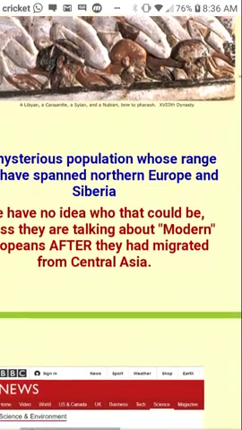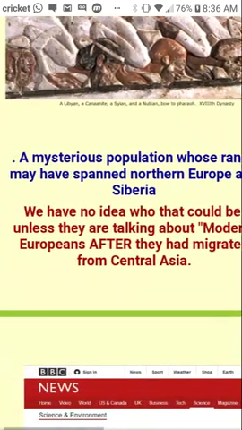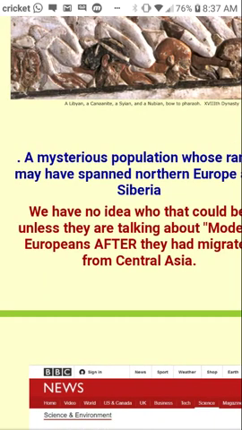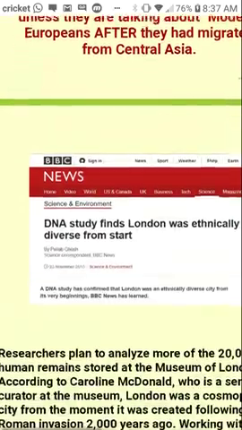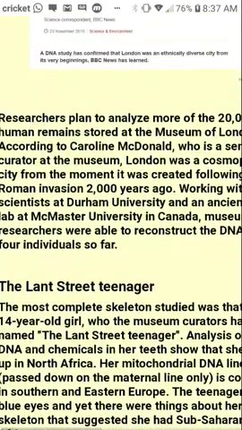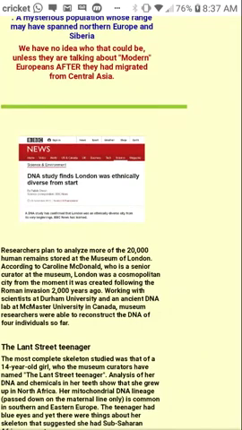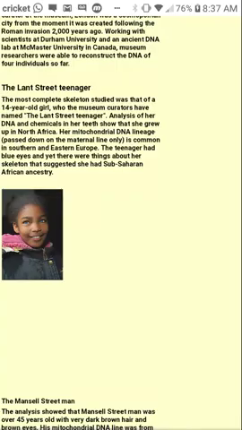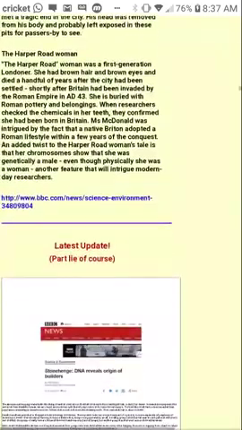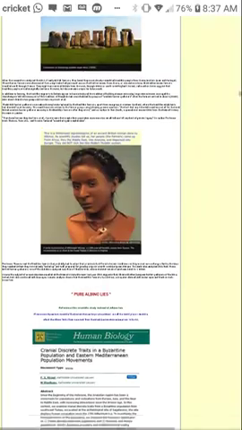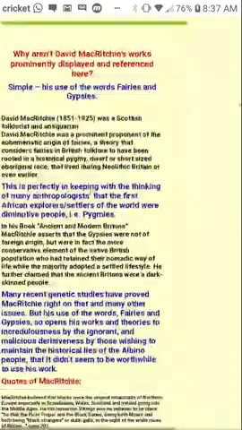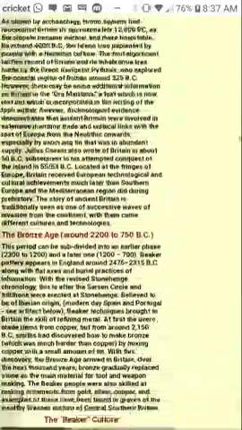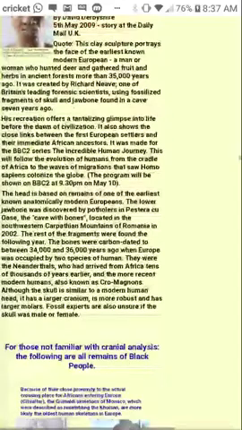Okay? And a mysterious population whose range may have spanned northern Europe and Siberia. We know that's the peoples who invaded from Central Asia, the redheads, blondes, blue eyes, etc. So they're not mysterious. They just don't want people to know the true history, guys. And that's why we have to study to show ourselves approved. Some of the first Europeans, bones found. That's a drawing of her. Europeans, black-skinned peoples. Okay, and you can just read down, keep going. Shows you some of the first Europeans, different cultures.